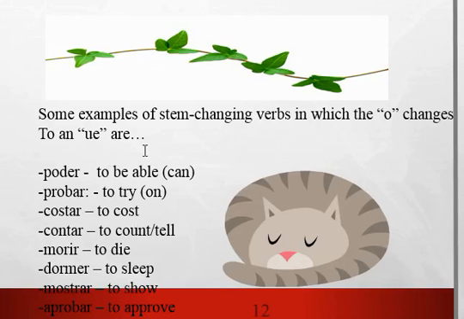Another type is the O to UE stem changing verb. So that's where the O in the stem of the verb will change to a UE. Here are a few examples where this happens. Poder, to be able to, or when somebody says they can do something. Probar, to try or try on, like clothing. Costar, to cost. Contar, to count or tell. Morir, to die, dormir, to sleep, mostrar, to show, and aprobar, to approve. These are just a few examples, but there are many, many other stem-changing verbs that go through these same changes as the verbs we're going to be looking at.